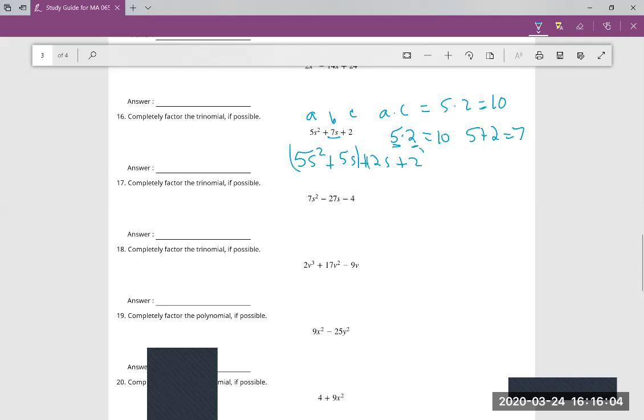Now let's factor by grouping. I'm going to take a 5s out of this first one, so I am left with s plus 1. And then on the second one, I'm going to take out a 2, so I'm left with s plus 1. Good. So I have s plus 1 and s plus 1 in the parentheses. So my final answer is 5s plus 2 and s plus 1. That would be the answer there. Okay. Some of these others, factoring the trinomial.